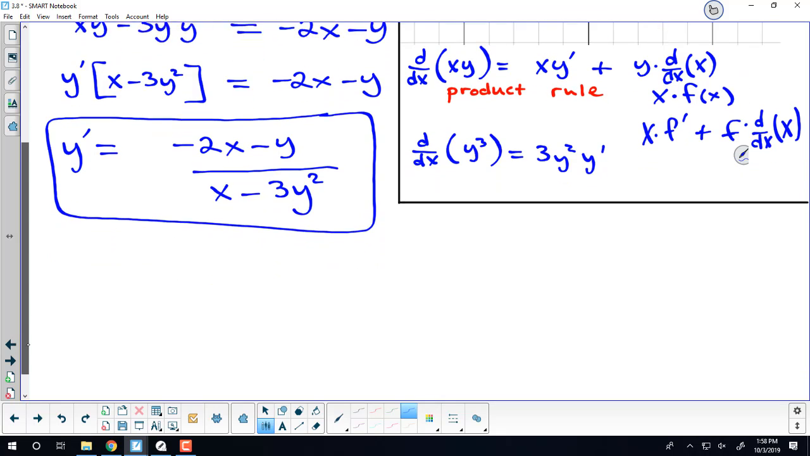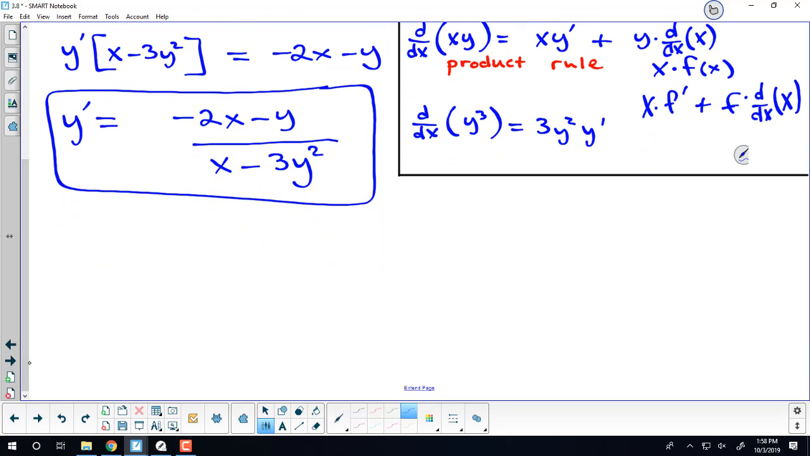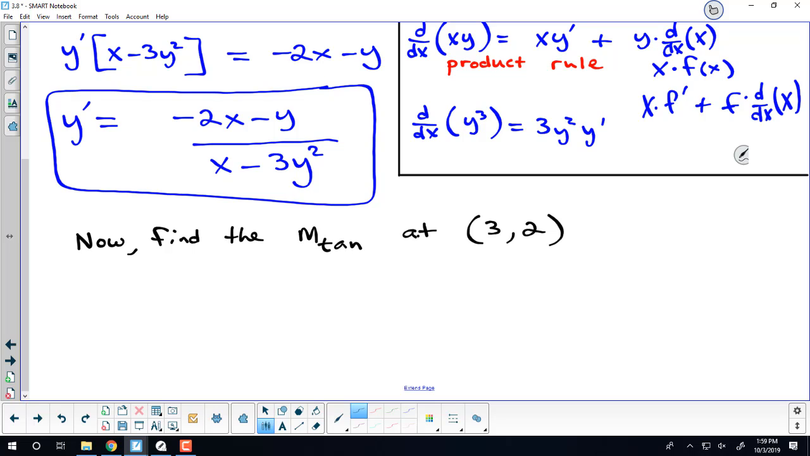All right, so let's look at one. Stick with this example and proceed a little bit further. Now, find the slope of the tangent line at the point 3, 2. So this is our xy. We just need to plug in our derivative, because that's the slope of the tangent line. We need to plug in x equals 3 and y equals 2.